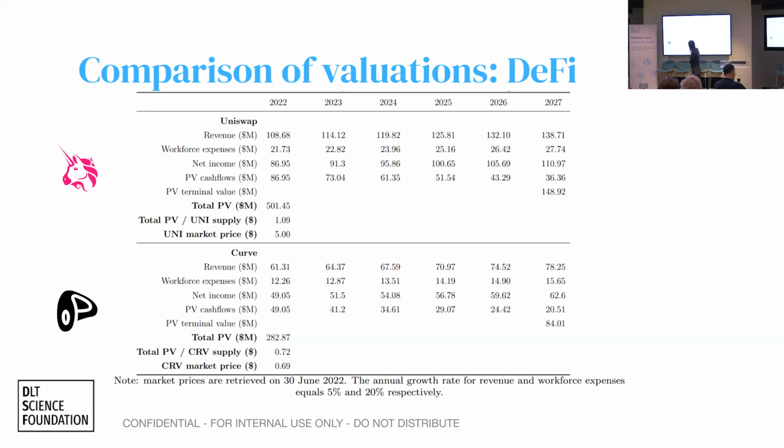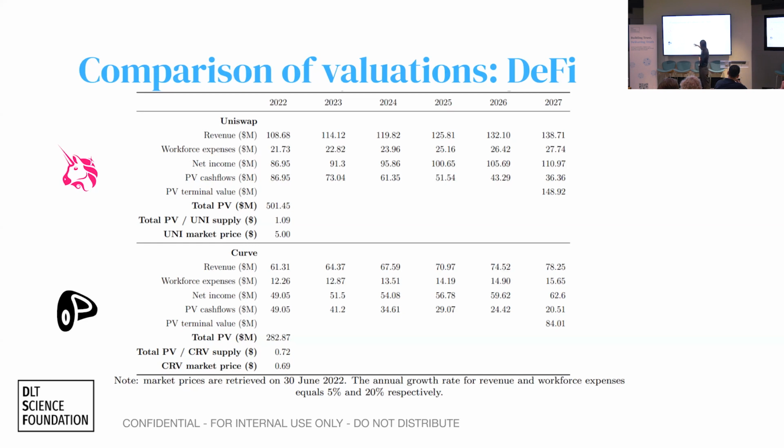And what else? Okay, then Curve, right? We have Curve as well. Similar exercise. The revenue will be fetched just from on-chain data, or we actually didn't process it ourselves, but we got the secondary data from this website called Token Terminal.